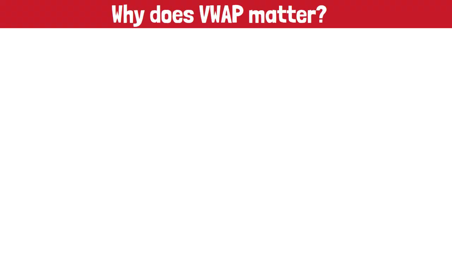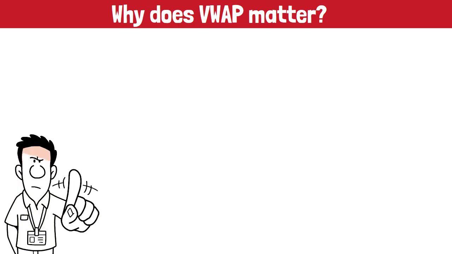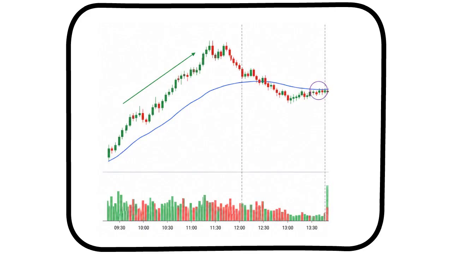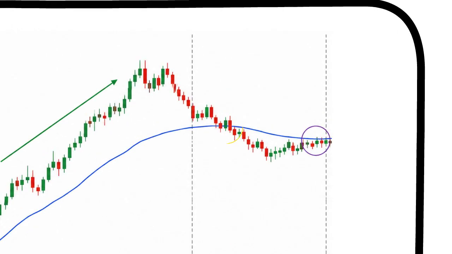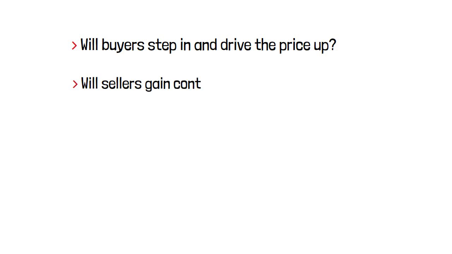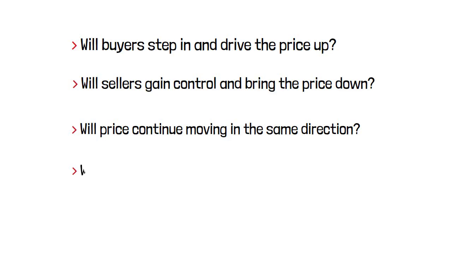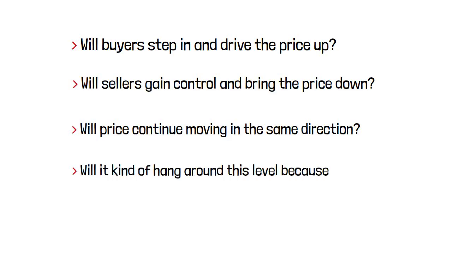Let's return to the question. Why does VWAP matter? It is not because price reached a line. It is because as price approaches VWAP, it is coming to a place where the market often begins to make a decision. As price approaches VWAP, buyers and sellers begin revealing their intentions. Will buyers step in and drive the price up, or will sellers gain control and bring the price down? Will price continue moving in the same direction? Or will it hang around this level because neither side has taken control?